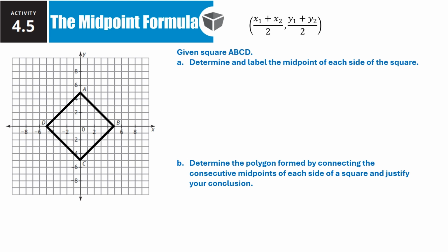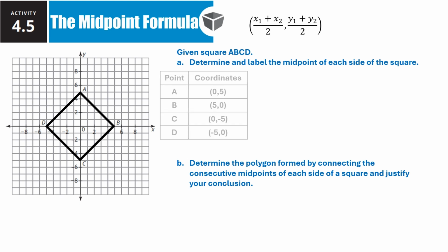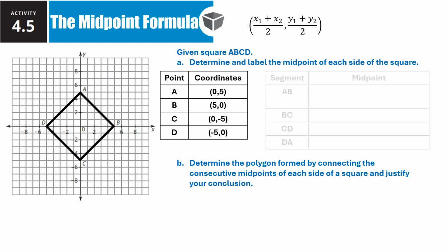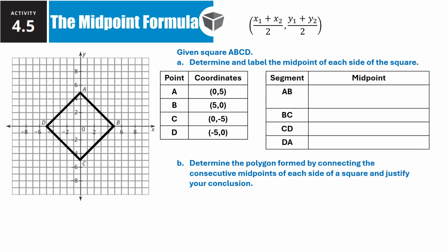In this activity, the problem asks to find the midpoint on each side of the square, and then to connect the midpoints and determine the resulting polygon. To find the midpoint, you will need to know the coordinates of each point, so that is where we will start. Next we will calculate the midpoint of each segment between each point.